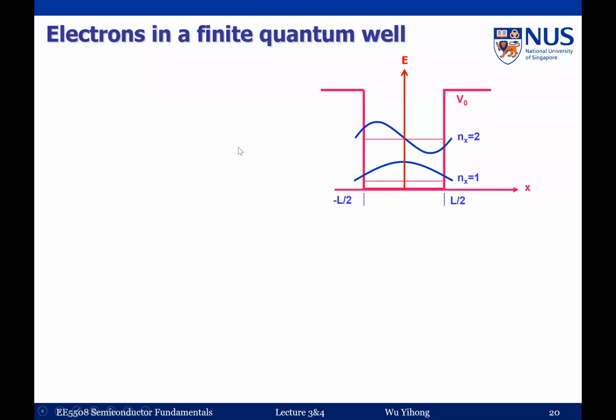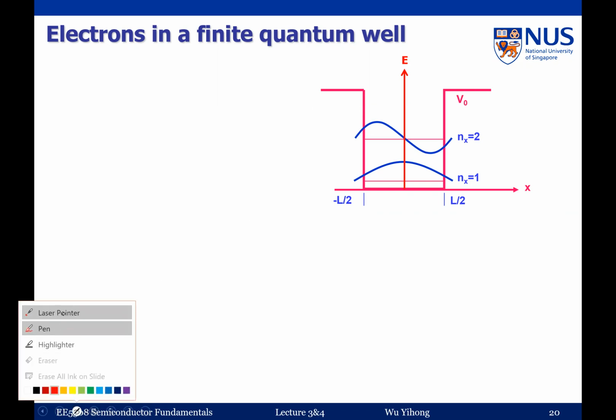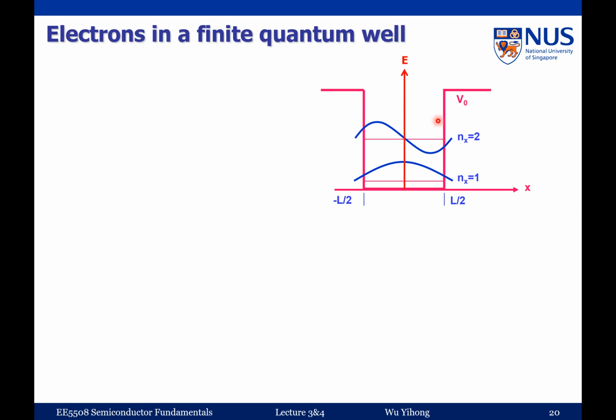Yeah, let's look at the electrons in a finite quantum well. So just now we had a quantum well which is infinitely deep. Now we look at a case where V naught is finite. This means that the barrier height at the two sides is finite, right?